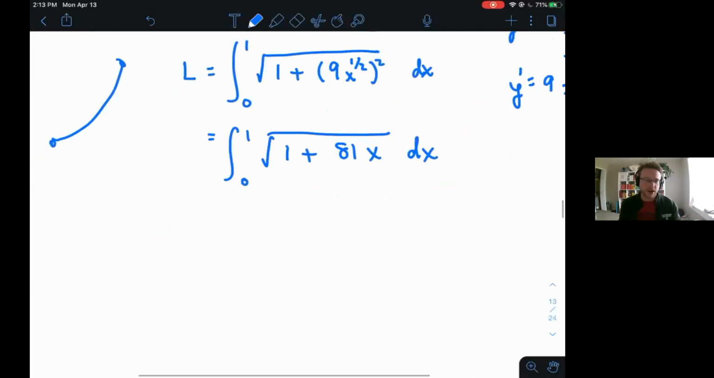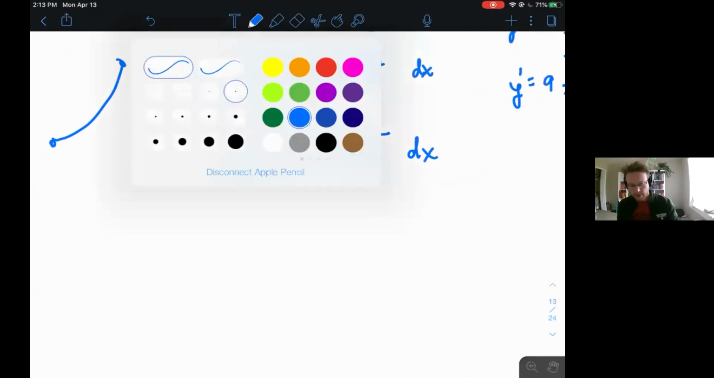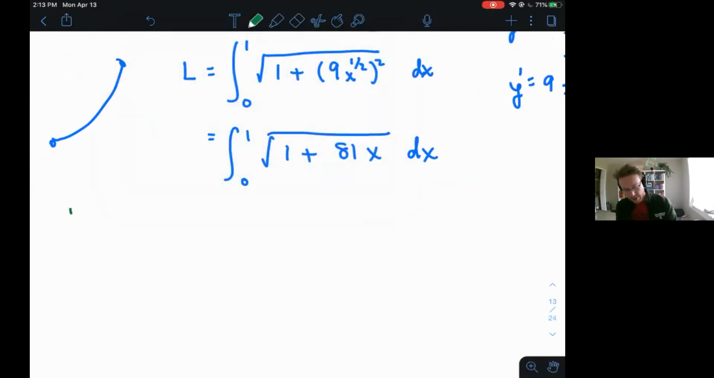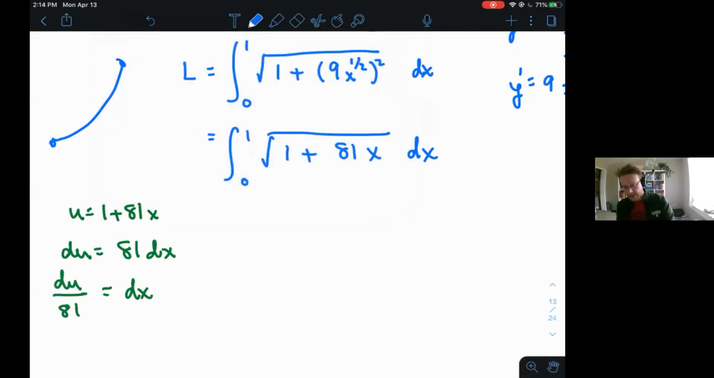So like I said, we were starting off with an even easier one than what we did in the videos. And so we can do u equals 1 plus 81x, and du is going to be equal to 81 dx. So if you'd like to, you can make this dx equal to du divided by 81. And so instead of dx, let's go ahead and write du divided by 81. And now this is just root u.